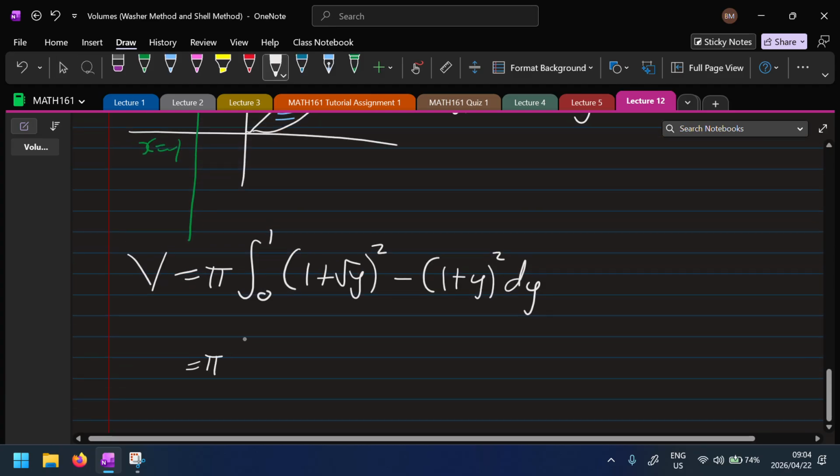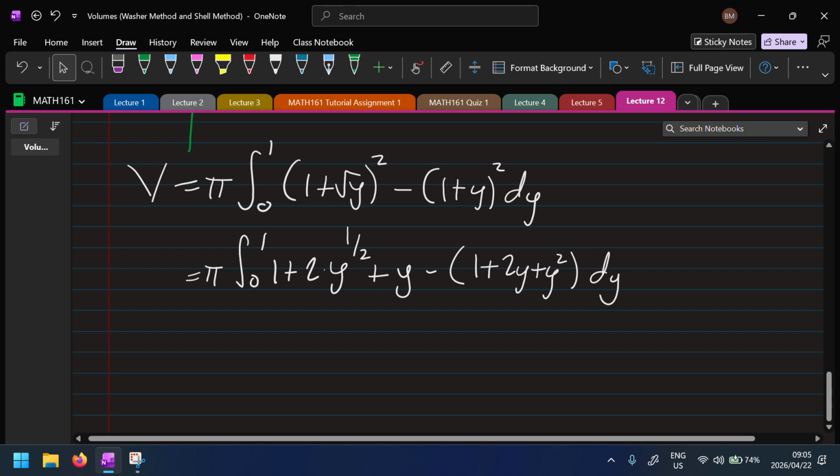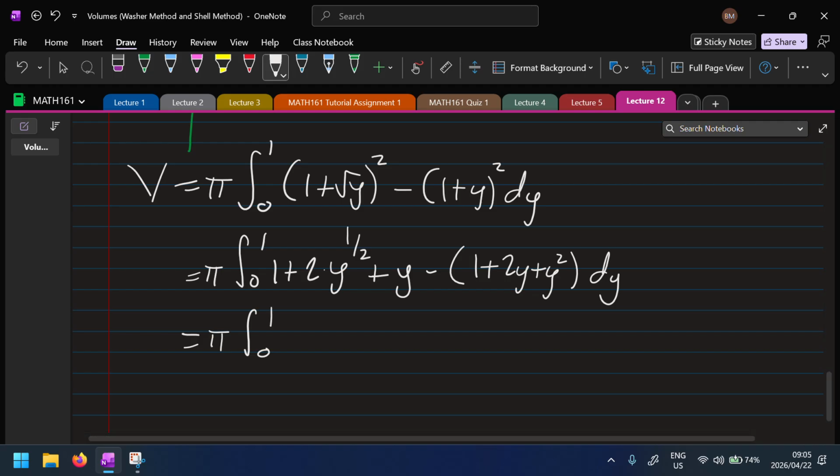So this will be pi integral 0 to 1. Let's expand this out. So we have 1 plus 2 root y. Let's write this as y to the half. Plus root y squared, that's just y. Minus 1 plus 2y plus y squared, dy. So we have pi integral 0 to 1. We have 1 minus 1, so we can get rid of those. Then we have plus y minus 2y, so minus y.